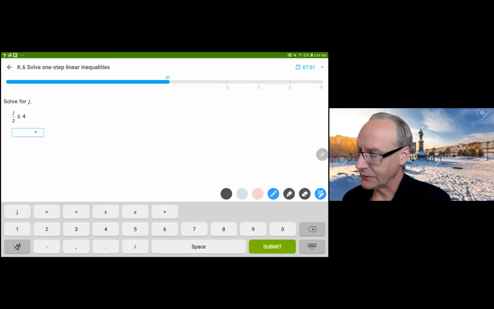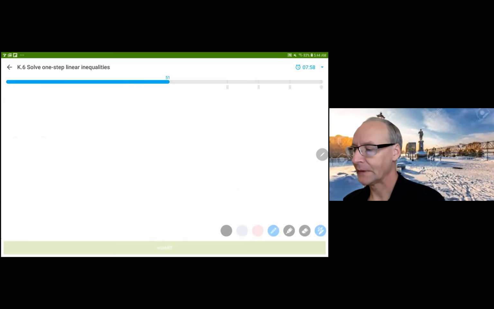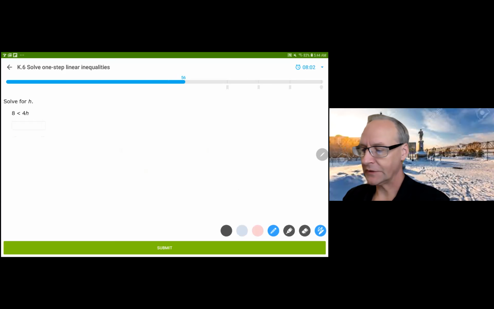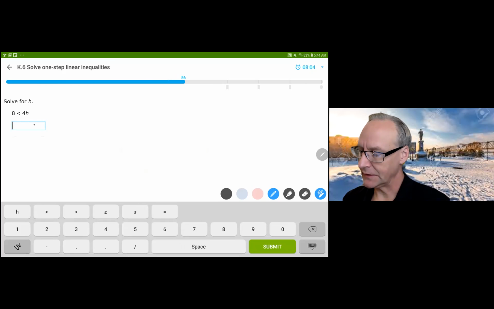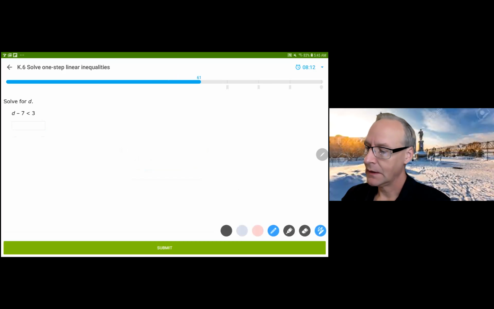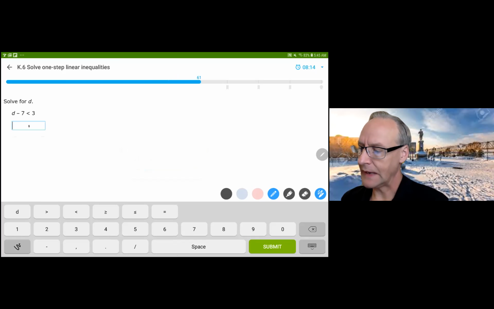J is less than or equal to 8 because I'm multiplying by 2 on both sides of my inequality. And now I'm going to divide by 4, and I'm going to get 2 is less than h. See if I can manage to keep my inequalities the right direction this time. And this one, I'm going to add 7 to both sides, and that's d is less than 10.